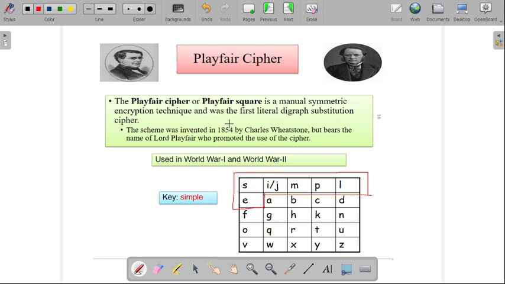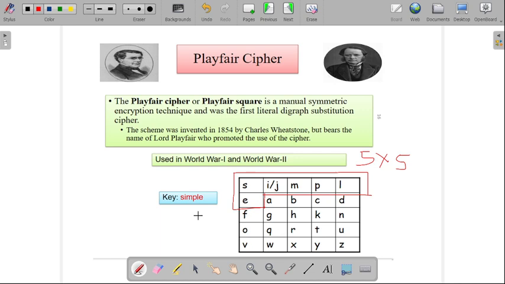It is a kind of substitution cipher technique and it was invented by Charles Wheatstone in 1854, but this technique was promoted by Lord Playfair. That's why it is called a Playfair cipher. It is also known as a Playfair square because a 5 by 5 matrix of squares will be generated while converting plain text to ciphertext as well as ciphertext to plain text. That technique was used in World War I as well as in World War II.